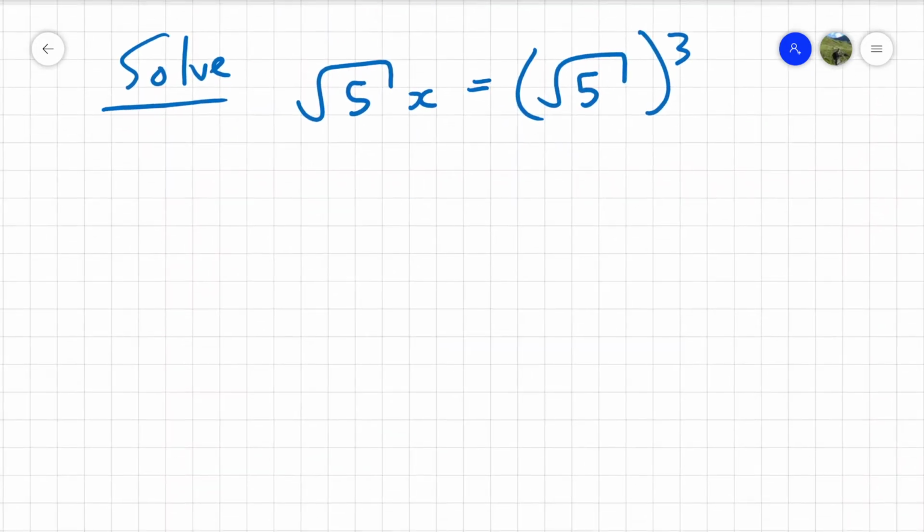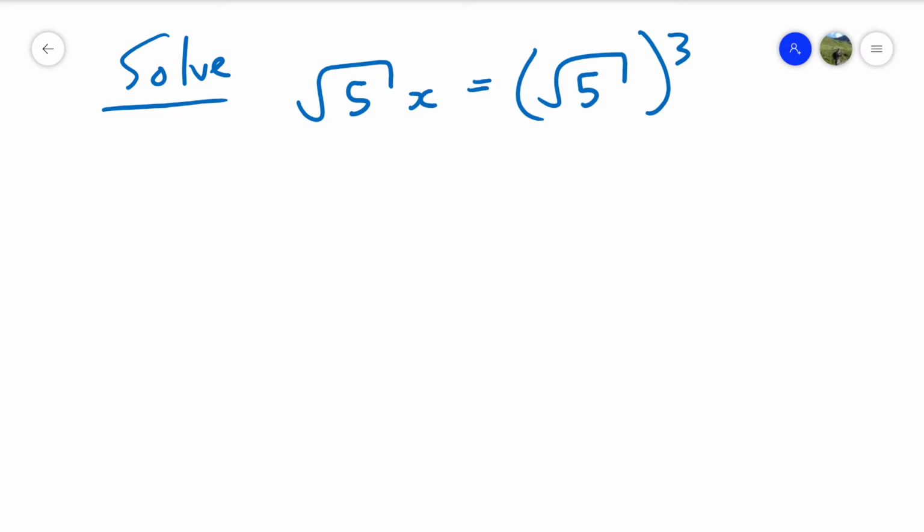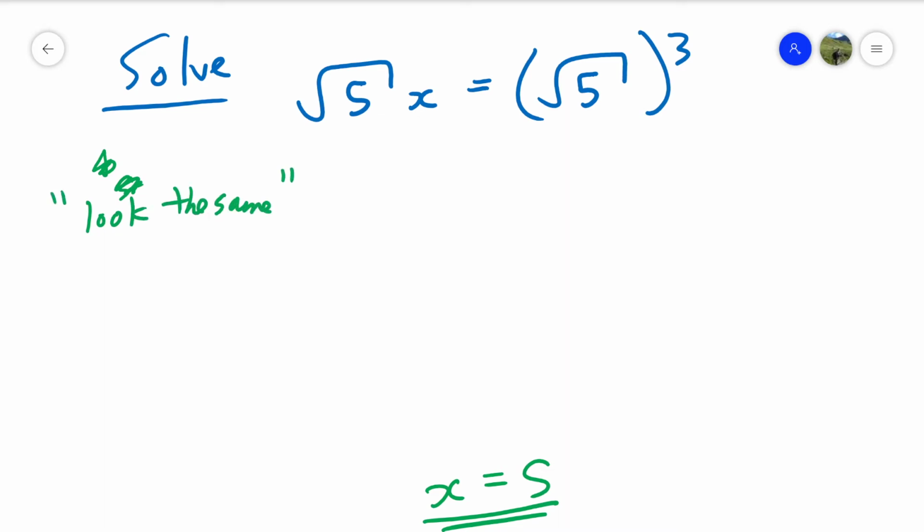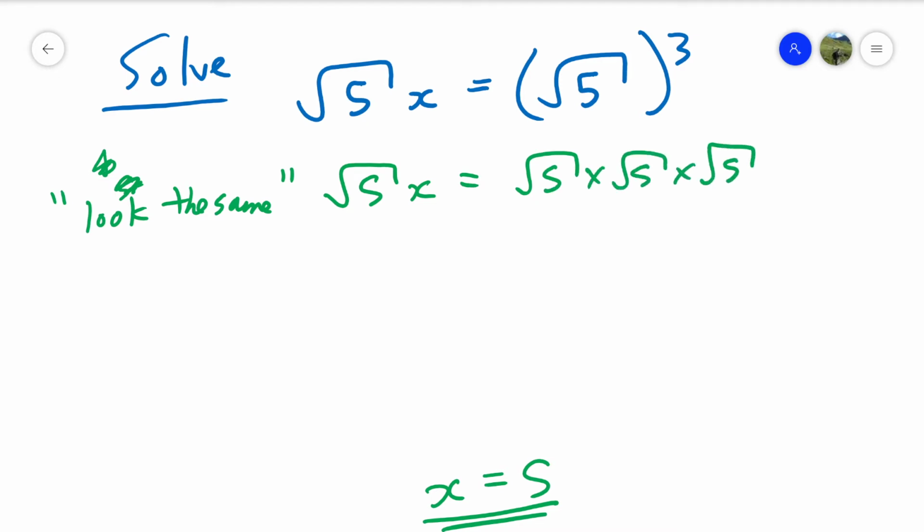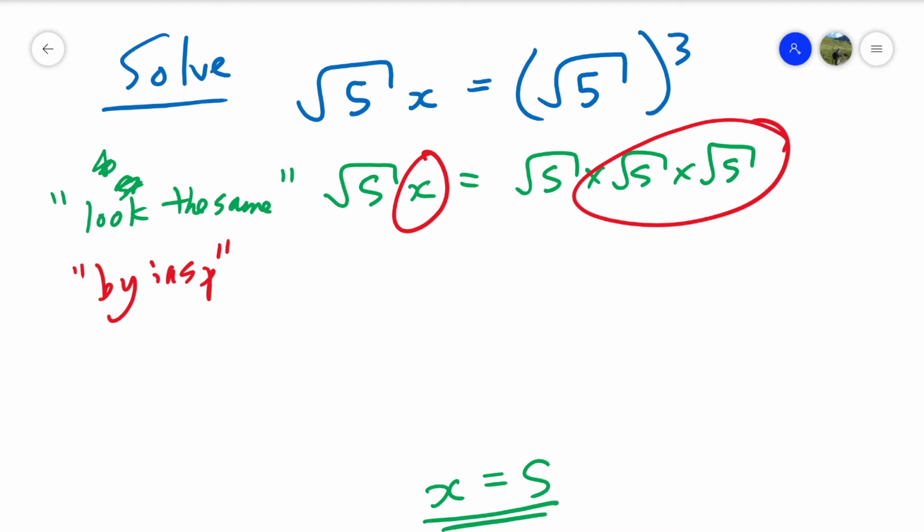Have a go in your own time. The answer is going to be x equals 5. I'm going to do this by inspection. So I'm going to start off trying to make it look the same. How can we make this look the same? I'm going to write this out like this. Oh, well then by inspection, x has to be equal to root 5 times root 5. So x equals root 5 squared, which is equal to 5.